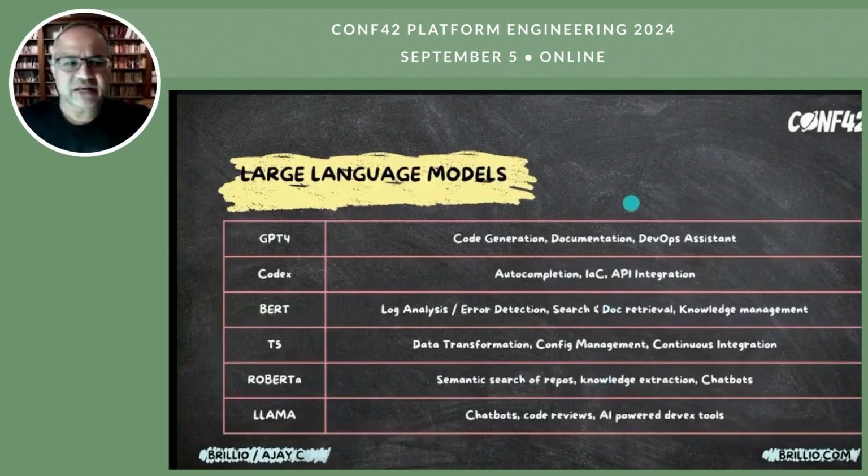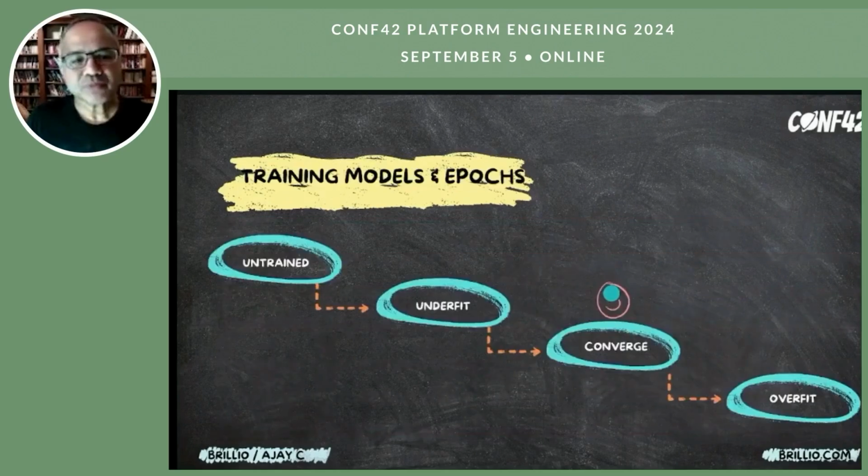So looking at some of the LLMs that are available today, I'm not going to go through each and every one of them, but as you can see, things like GPT-4 have helped a lot with code generation and the general assistance of DevOps activities. And Codex has definitely helped with things like your IaC and API integration. So as you start looking at what kind of models you need to improve the platform engineering experience, you would have to first think about what is the problem that you're trying to solve and how you can actually apply some of these very specific LLMs.